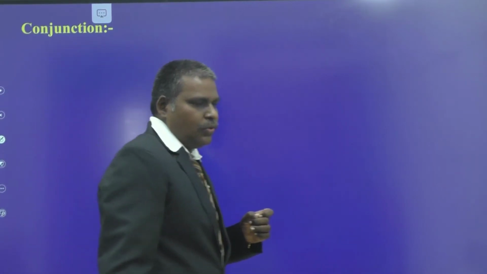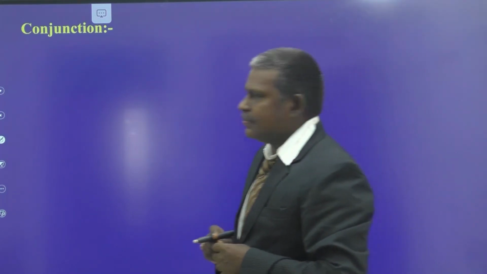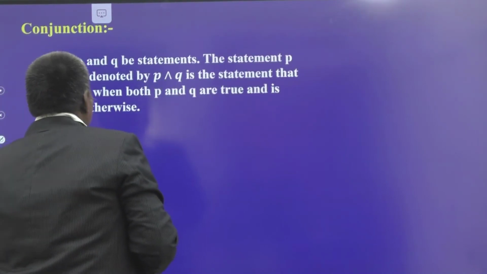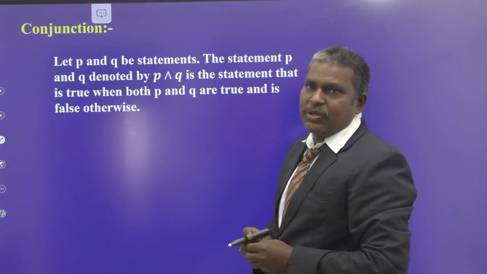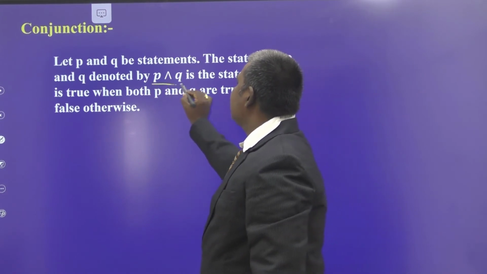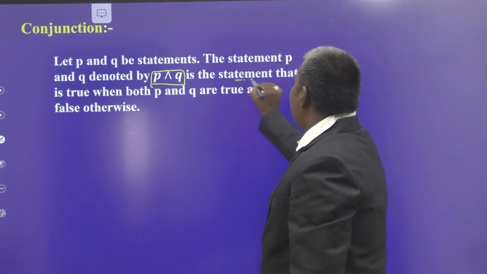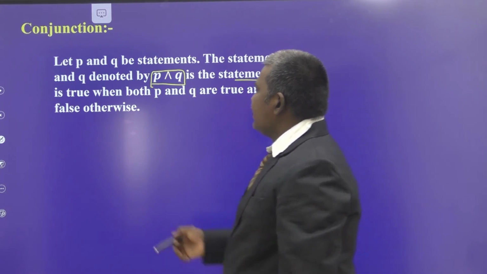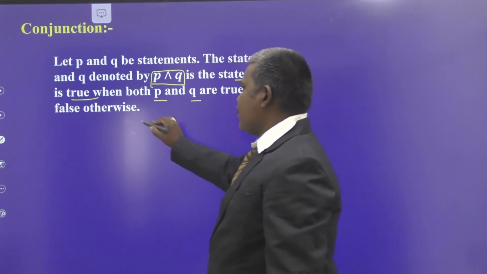Let us try to do the examples for this. The first one is conjunction. So our first connective is conjunction. How to define this conjunction? Let us see. P and Q are any two statements. The statement P and Q is denoted by the symbol P conjunction Q. It is defined such that it is true when both P and Q are true and is false otherwise.